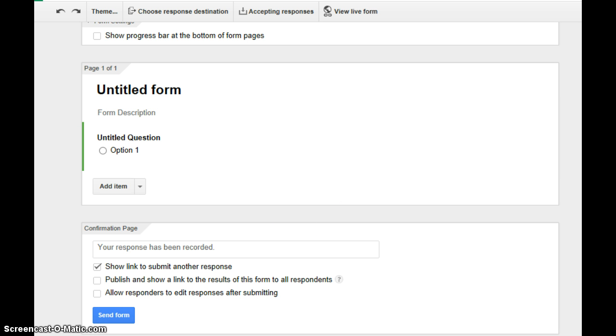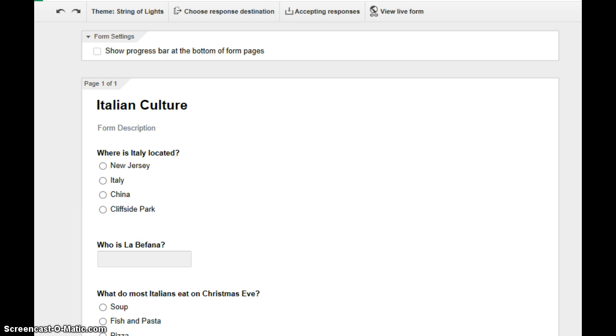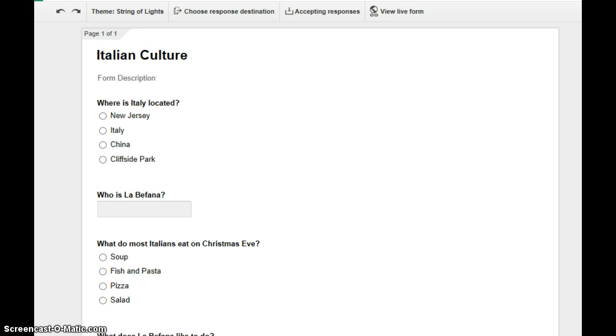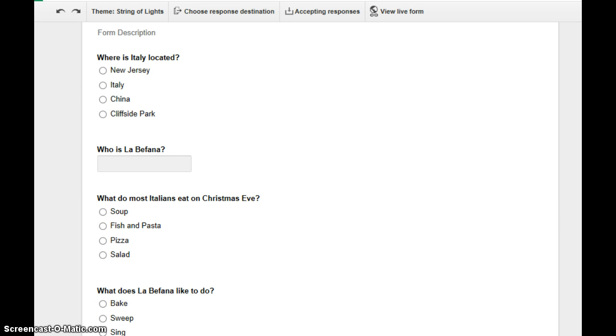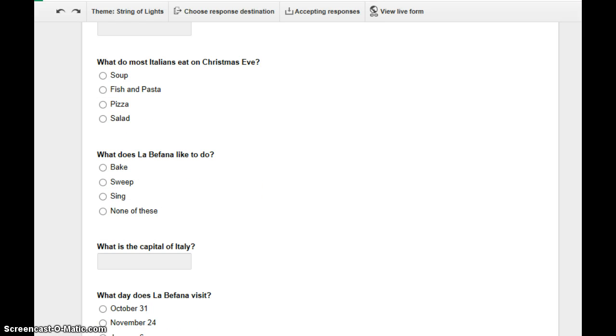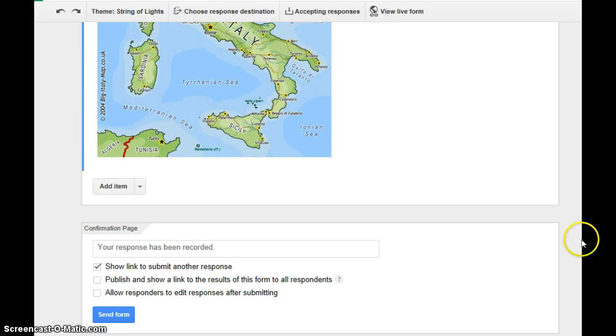An example of a form that's already completed is this one on Italian culture. I have questions that are either multiple choice or where students need to write their own answer. And these questions will be a review to see what they have learned during the lesson and what I may need to focus on for the next day. And then once they are done answering all these questions, they will click Send Form. So then this brings me into my next topic.